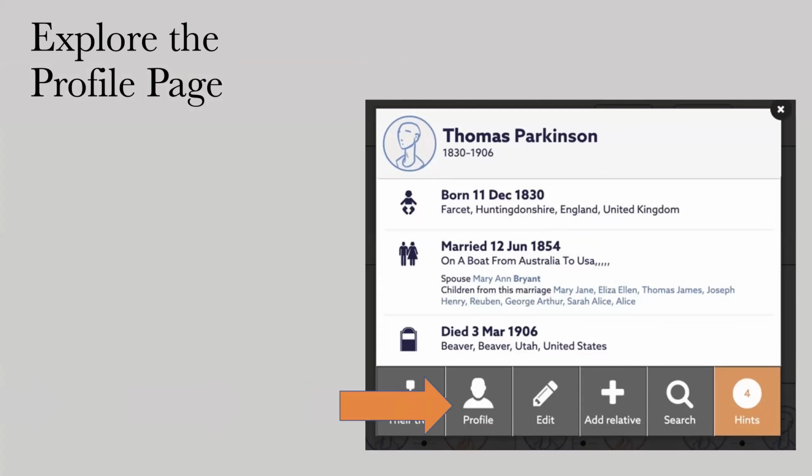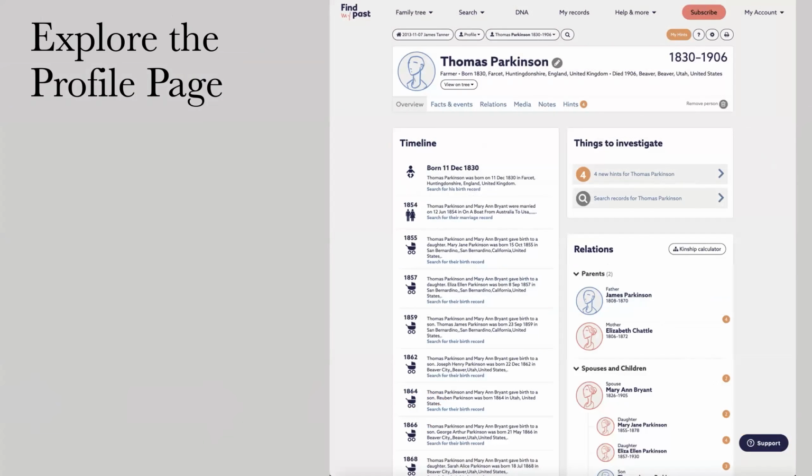Now you can also click on the profile and look at their profile page. You'll see it's quite extensive. It has the suggested hints. It has a timeline showing all of the records that have been attached for this particular person.